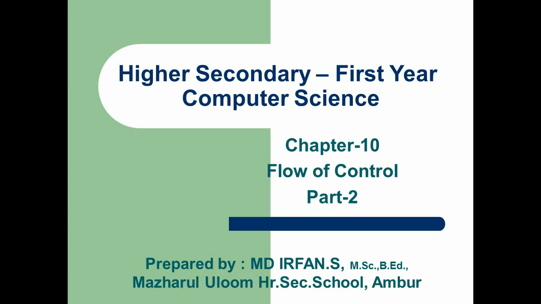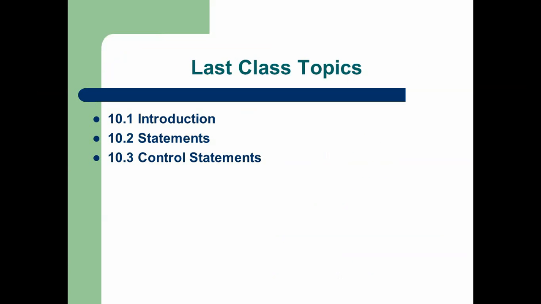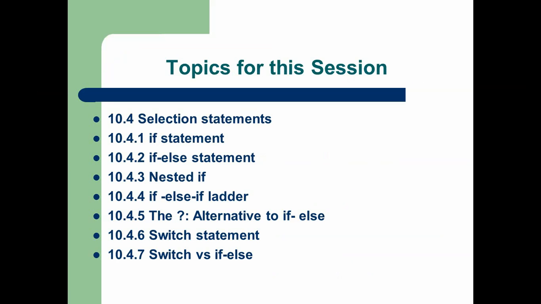Chapter 10, Flow of Control, Part 2. Last class we discussed the following topics: introduction, statements, and control statements. In this chapter we are going to discuss the following topics: selection statement, if else, nested if else, if ladder, the alternative to if else, switch statement, and switch versus if else. Let's start our class.